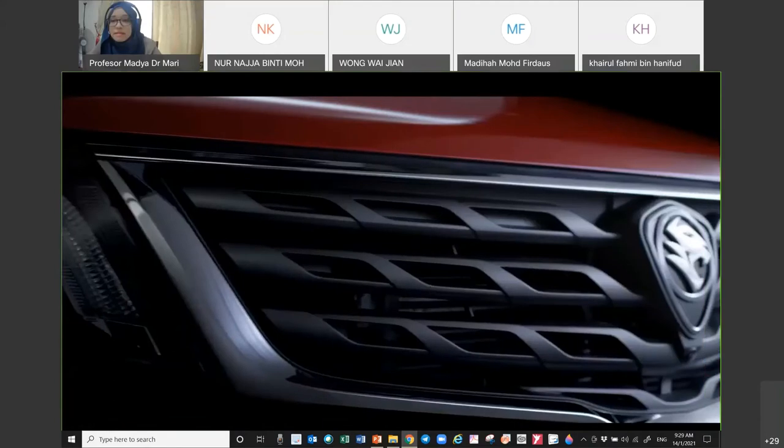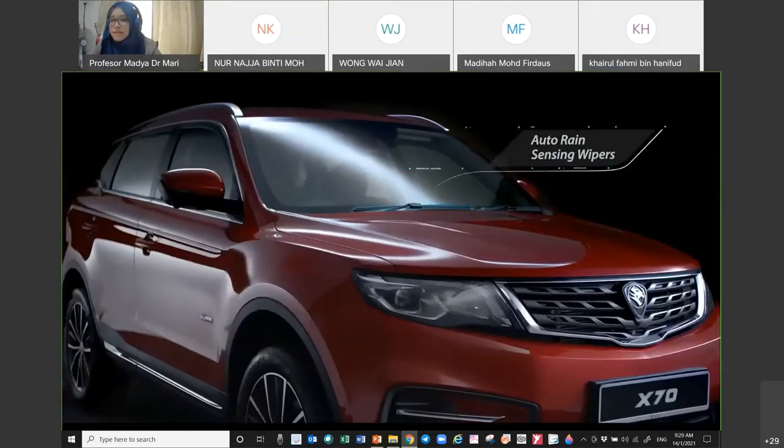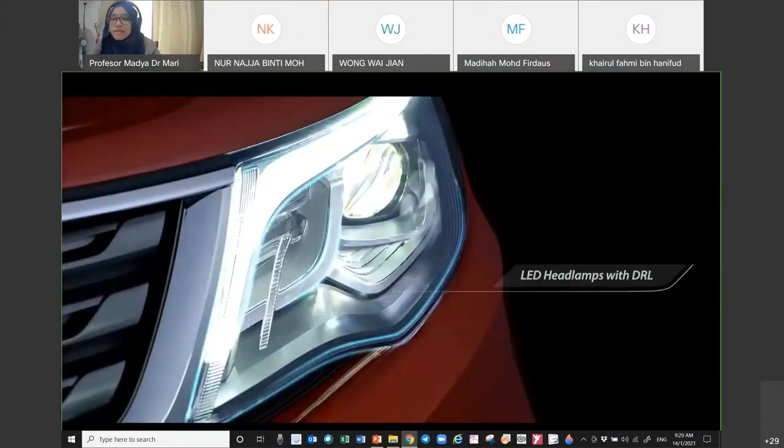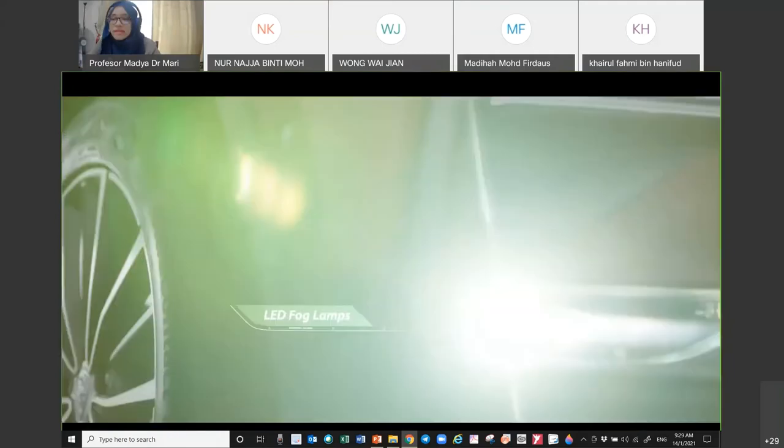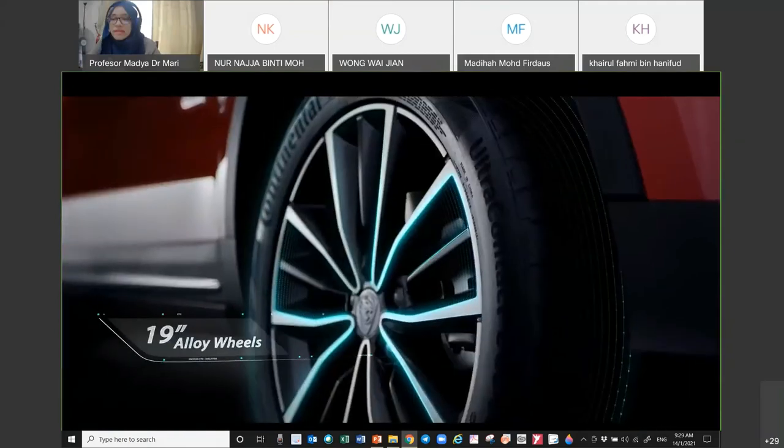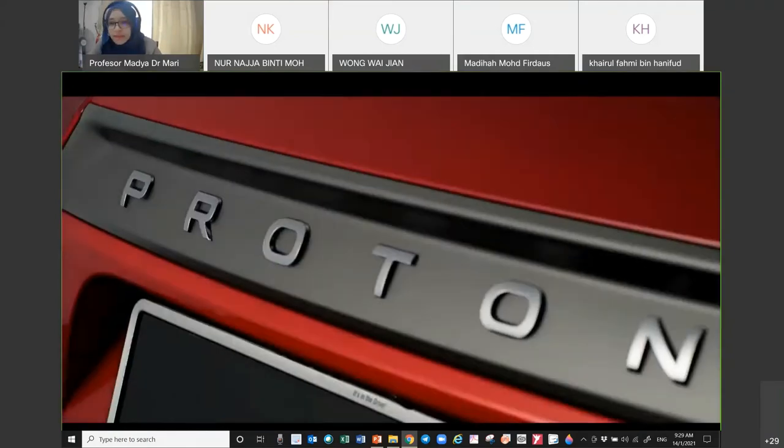Look at what type of systems they have inside the X70, other than these other things.